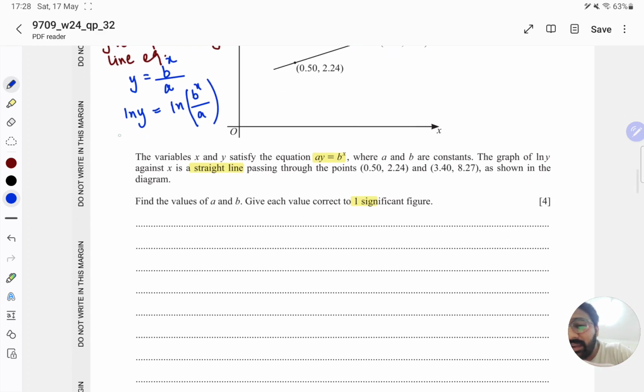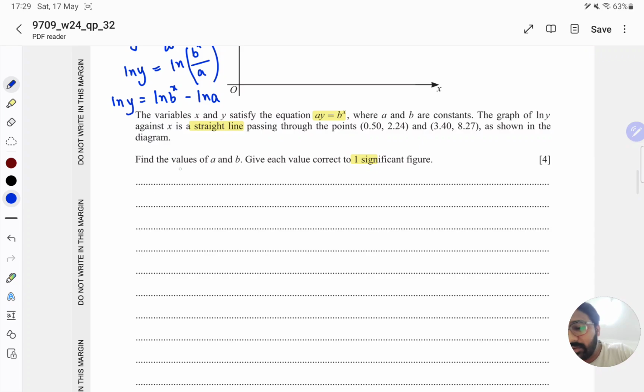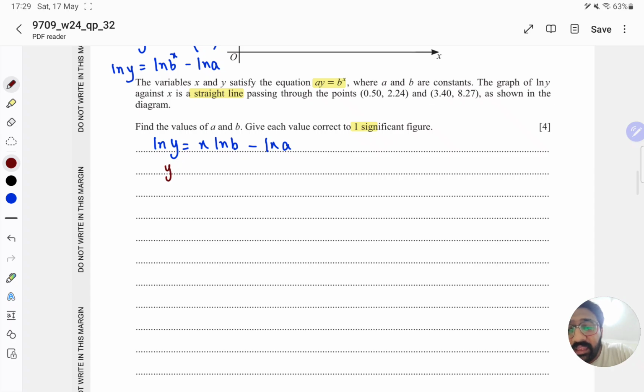Now if I simplify, it will become ln y equals ln of b power x minus ln of a. Now if I further rearrange it, the equation is going to become ln y equals x ln b minus ln a. Now the equation of a straight line is y equals mx plus c. So basically we have x and x, and this ln b is basically the gradient part.